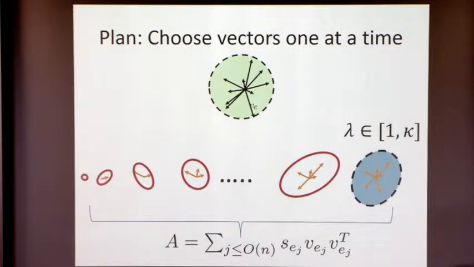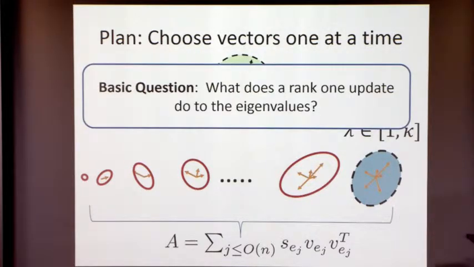Okay. So the basic phenomenon I need to understand, if I'm going to do these rank 1 updates of matrices, is what does a rank 1 update do to the eigenvalues of a matrix? If I have some matrix and I add one of these guys, two things happen: the eigenvalues change and the eigenvectors also change. So this ellipsoid rotates and the lengths of its axes change. I need to understand what happens to these things.